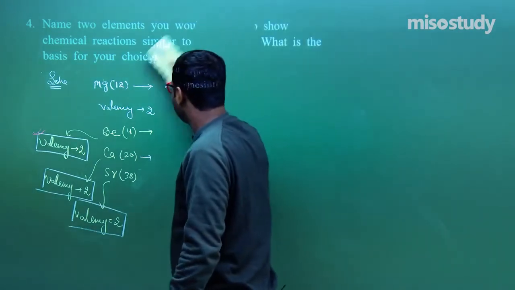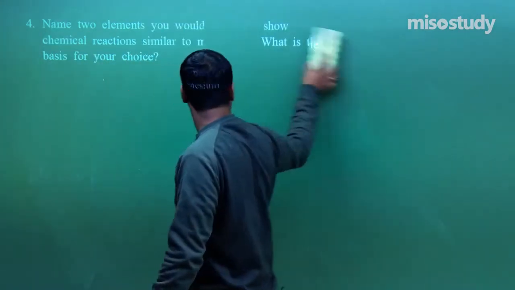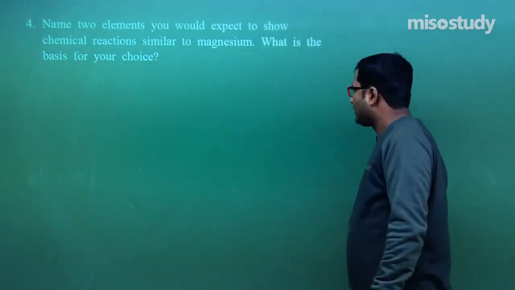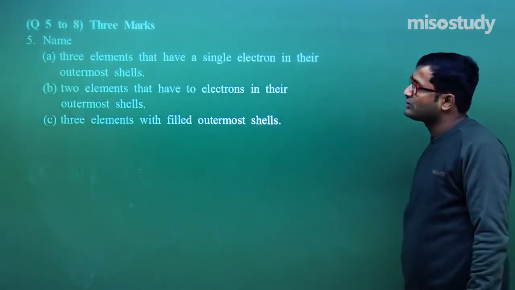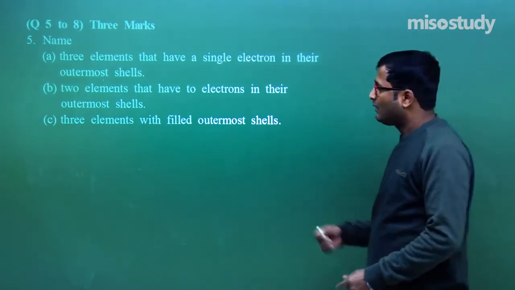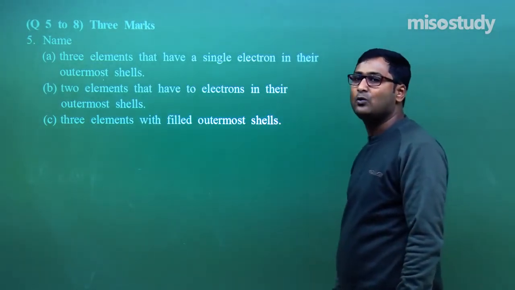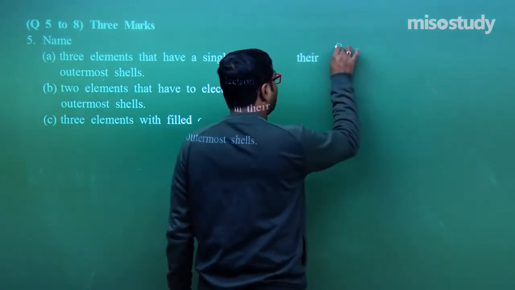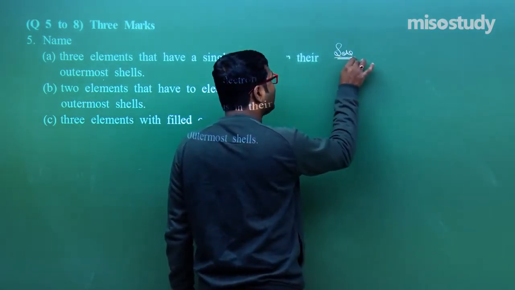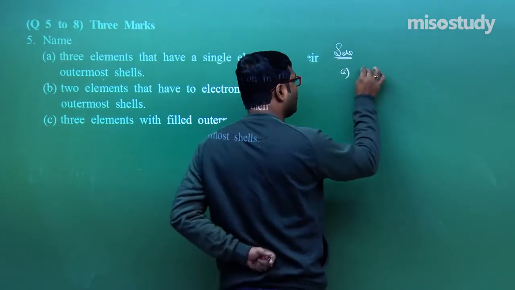Now let's move to the next question. What is the next question? The question here is question number 5. Questions 5 to 8 carry 3 marks. What is given here? Name 3 elements that have a single electron in the outermost shell. Tell me, I am giving you a few seconds. Tell me what the answer is. Only a single electron in the outermost shell.